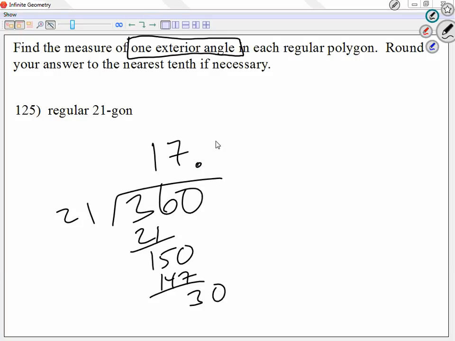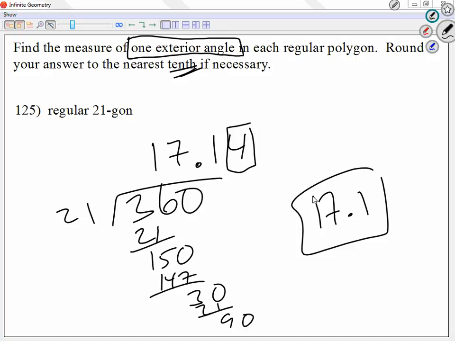21 into 30 is 1 time. 21 into 90 is 4 times. And we know we can continue. I said round it to the nearest tenth, which means 1 decimal place. I got 2 decimal places because I need to take a look at if the second one is big enough, which is not. So in that case, I'm going to call this 17.1. If my second decimal place was big, I would have called it 17.2. But I think I don't need to talk about rounding with you.